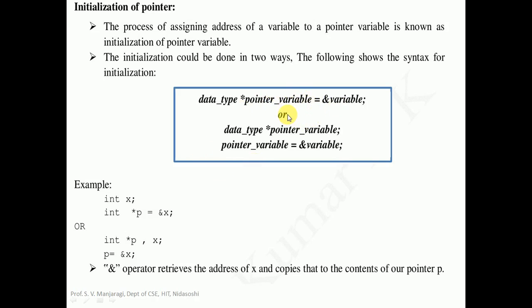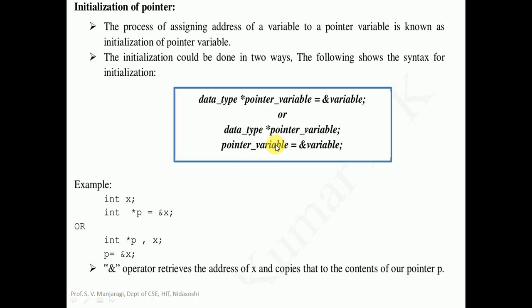Another way of initializing a pointer is, in the first line we declare or create a pointer variable using the syntax data type followed by star, then pointer variable, semicolon. In the second line we take the pointer variable name is equal to address of the variable. Ampersand is basically extracting the address of the variable. The address of the variable is assigned to the pointer variable.